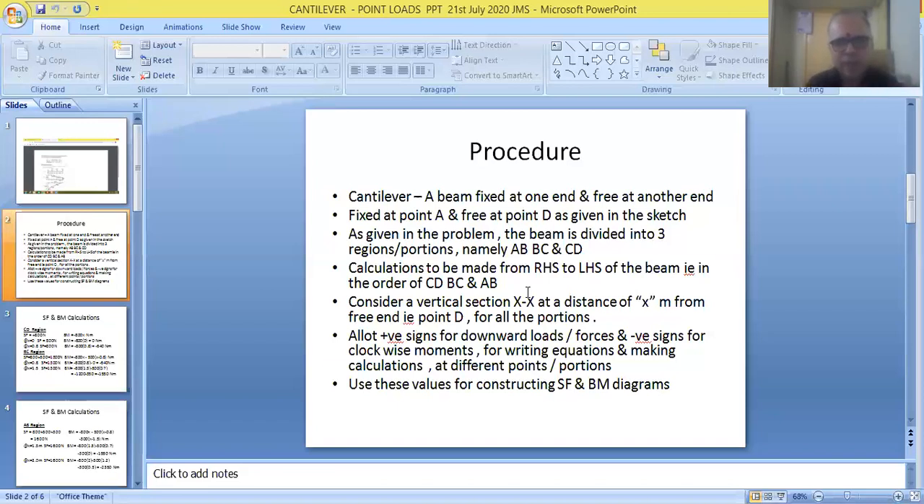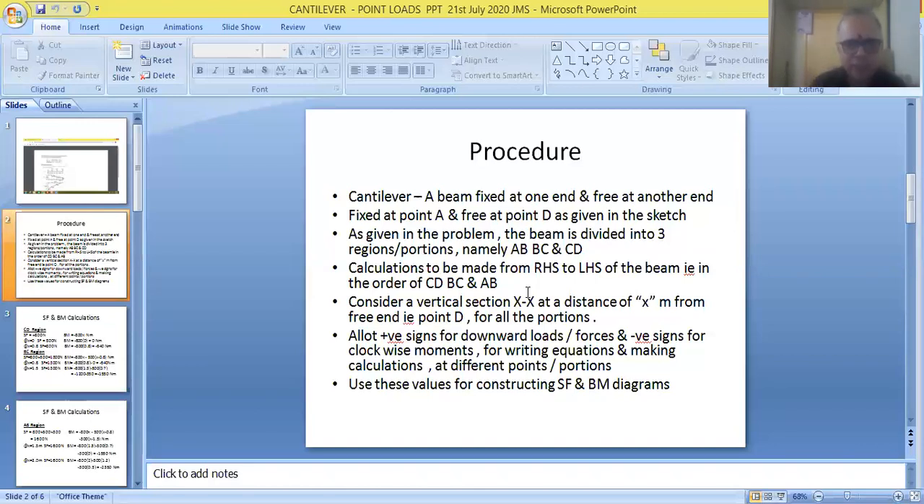So friends, the right hand side of the beam is free in position. It's called the free end of the beam. The left hand side of the beam is fixed in position. That is called the fixed end of the beam. So we have to start the problem from the free end of the beam, and we have to proceed in reverse direction to reach the fixed end.